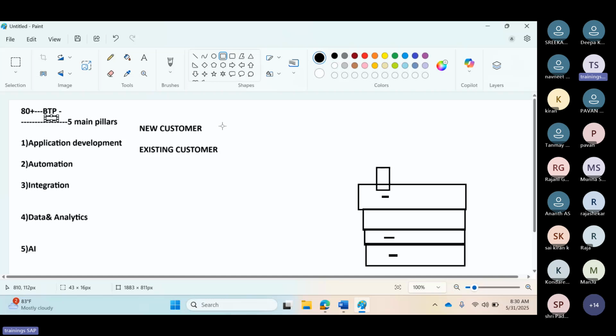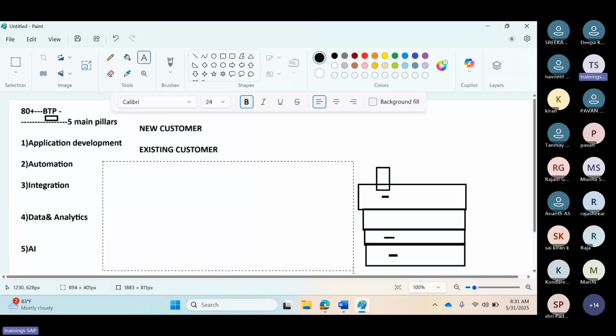But there is also a pricing model for the BTP. It's not free to use. There is a pricing model here. So there are two offering pricing models for this.